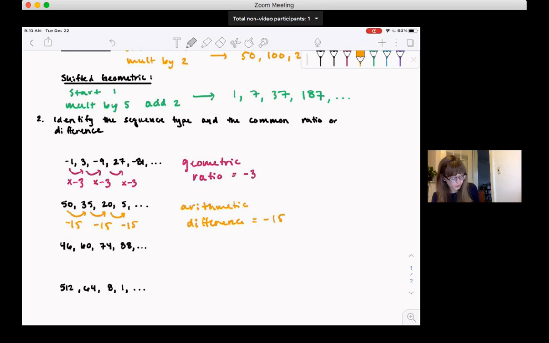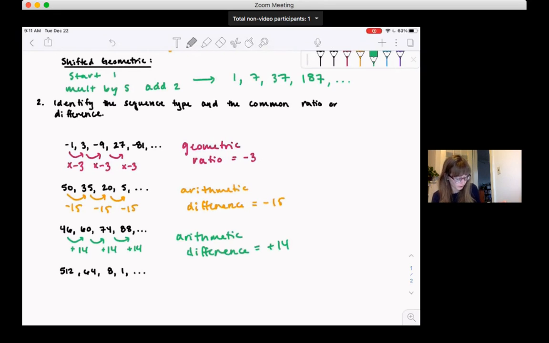Okay, another one, 46 to 60, that's plus 14. 60 to 74, plus 14. 74 to 88, plus 14. So we're adding the same numbers, so we've got another arithmetic sequence. And our common difference this time is positive. It's that positive 14.